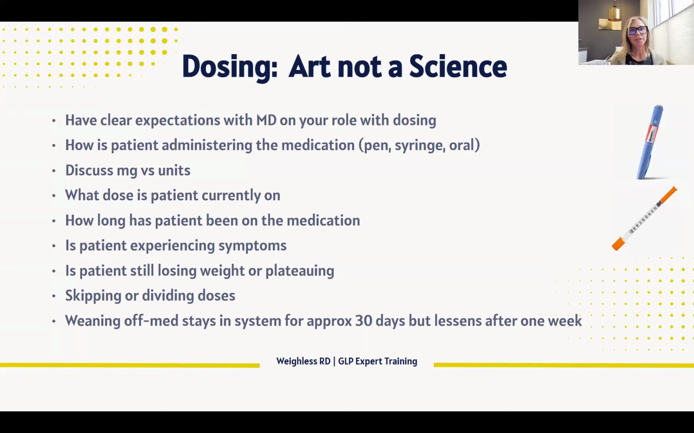What dose is the patient currently on? Are they on a super low dose? Are they on a high dose? How long have they been on the medication? Because that is a big piece to dosing. When patients are on it for a period of time, you're going to see things totally change. And we talked a lot about this in the first one, about saturation, plateaus and that type of thing. So finding out how long they've been on it.